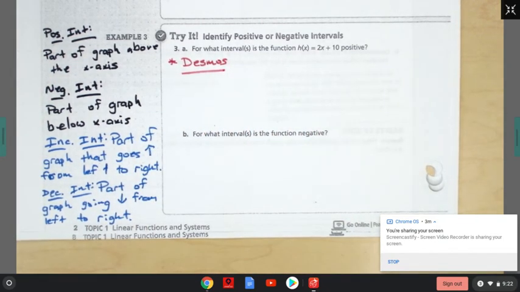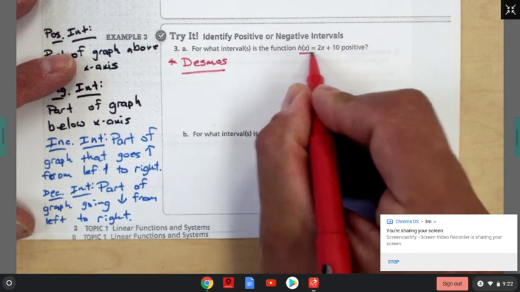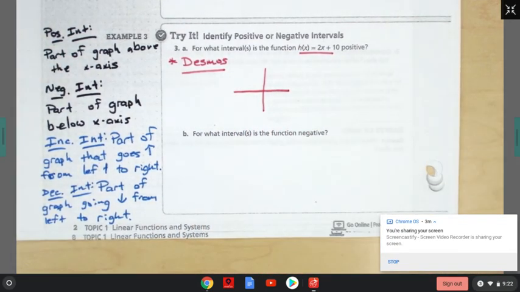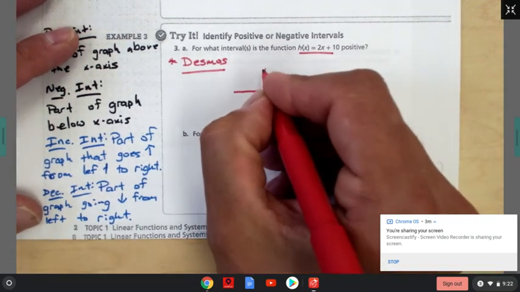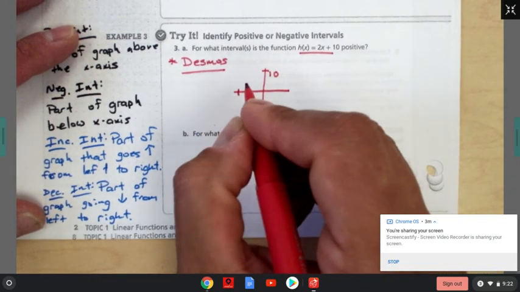So if we got onto our Desmos, which again, I'll be more than happy to show you if you're not familiar with it, and we typed in that equation, 2x plus 10, it would give us a graph that is going to look something like this. It has a y-intercept of 10, and it's going to have an x-intercept of negative 5.